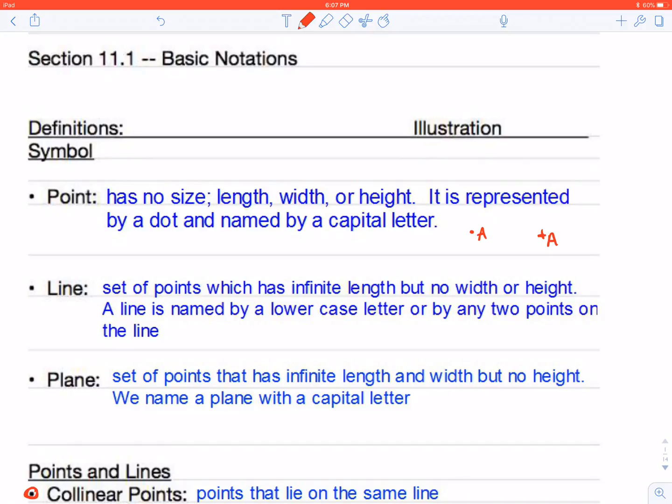You'll notice that for a line, there's a couple ways that you can name a line. It can be named with just a lowercase letter out to the side. That's an M. Or it can be named, if not by a lowercase letter out to the side, by 2 points.